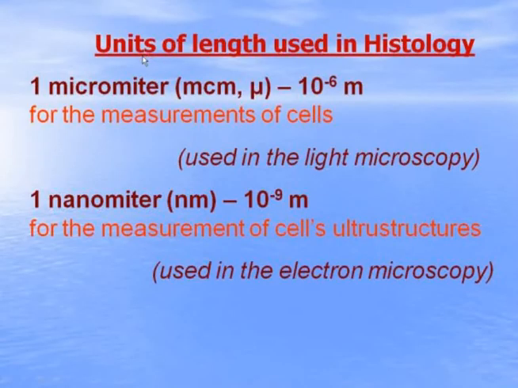Units of length used in histology for the measurements of cells. In light microscopy, the micrometer is used, 10⁻⁶ of a meter. In the electron microscopy for the measurements of cell ultrastructure, the nanometer is used, it's 10⁻⁹ of a meter. As an example, the size of an erythrocyte is about 8 microns, and the size of ribosomes is 25 nanometers.